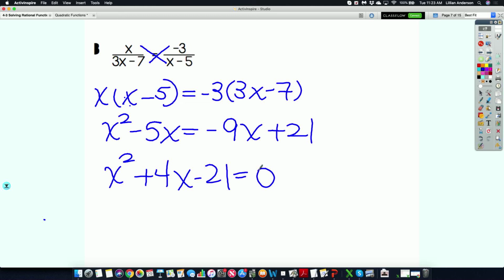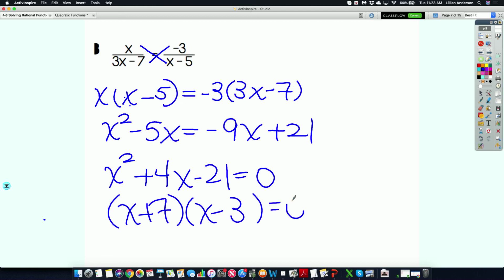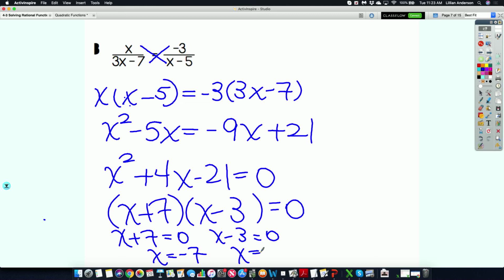Are there two numbers that multiply to give me negative 21 and add to give me 4? 7 and 3? Positive 7, negative 3. Then I set both of those equal to 0. So x equals negative 7 and x equals positive 3, okay?